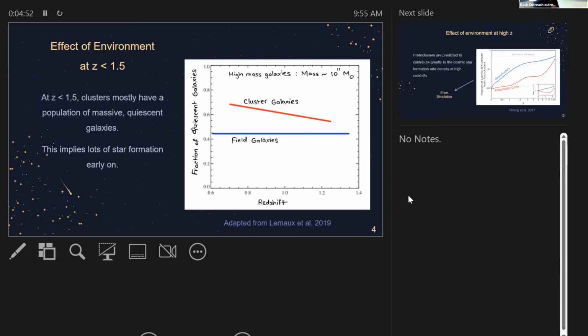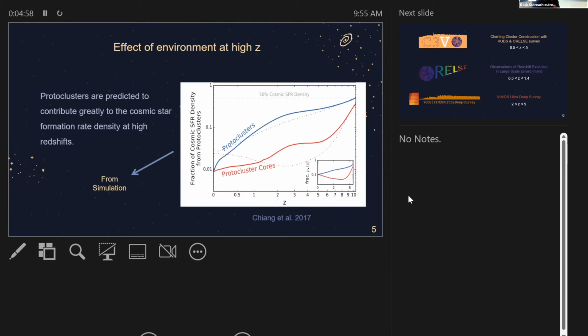And we can assume that most of the star formation happened early on. We see hints of that from a simulation. This is a figure from Chiang 2017. I'm only focusing on the blue line today, but on the y-axis, we have the fraction of cosmic star formation rate density from protoclusters, which are the overdense structures. As we go towards higher and higher redshifts, we see that this fraction is increasing. So we see more and more star formation activity happening at higher redshift. We wanted to compare this observationally, which hasn't been done before.